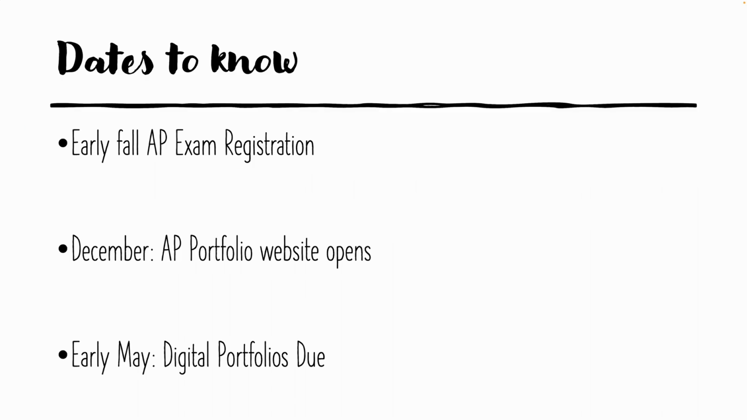Some dates to know. Early this fall, AP exam registration opens. Just a reminder, it's not an actual exam where they sit down and test. The exam is a submission of the AP portfolio, which is graded, and then students receive a score. At 3 or above, the student passes and can earn college credit at a state school. In December, the actual AP portfolio website opens and your student can begin building their portfolio. And then in early May, the digital portfolios are due for submission.